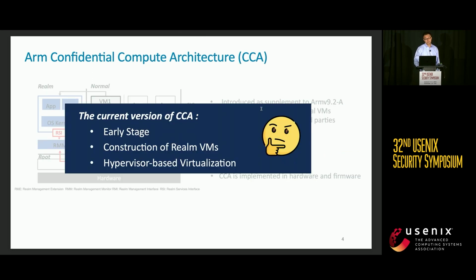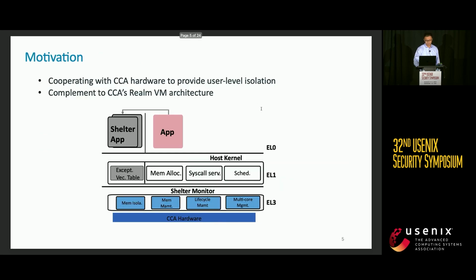However, the current version of CCA is still in the early stage, and it only supports the construction of Realm virtual machines. Also, it basically leverages hardware-based virtualization to do the isolation. The motivation of our work is that we are trying to cooperate with CCA hardware to provide user-level isolation, similar to, for example, Intel SGX, right? And also we want to complement CCA's Realm VM architecture. The figure shows that if you have an app, you can put it into Shelter, it becomes a secure application, and then we can support that by using our Shelter framework.